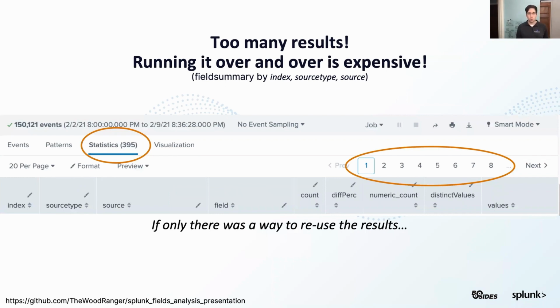All right, so we've got a field summary by index, source type, source. I've got 395 fields. It took 2 hours, 4 hours, 10 hours to complete the summarization across my 100 terabytes of Cisco network data. Be wary of running expensive summarization searches repeatedly. So how else can we get the most bang for our buck?